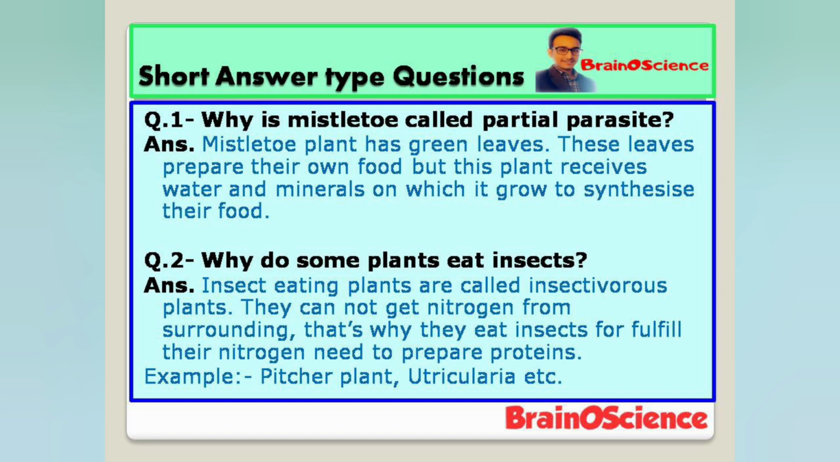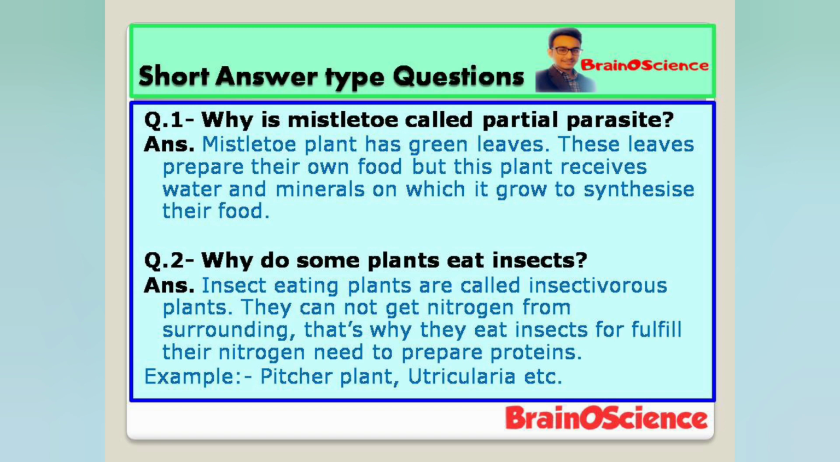Short answer type questions. Question number 1: why is mistletoe called a partial parasite? Answer is mistletoe plant has green leaves. These leaves prepare their own food, but this plant receives water and minerals from the plant on which it grows to synthesize its food.